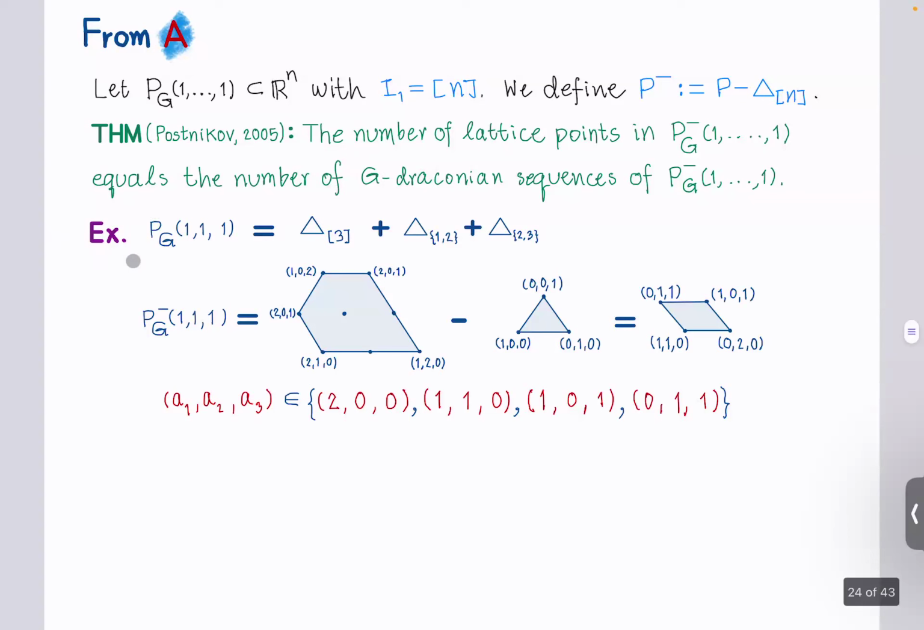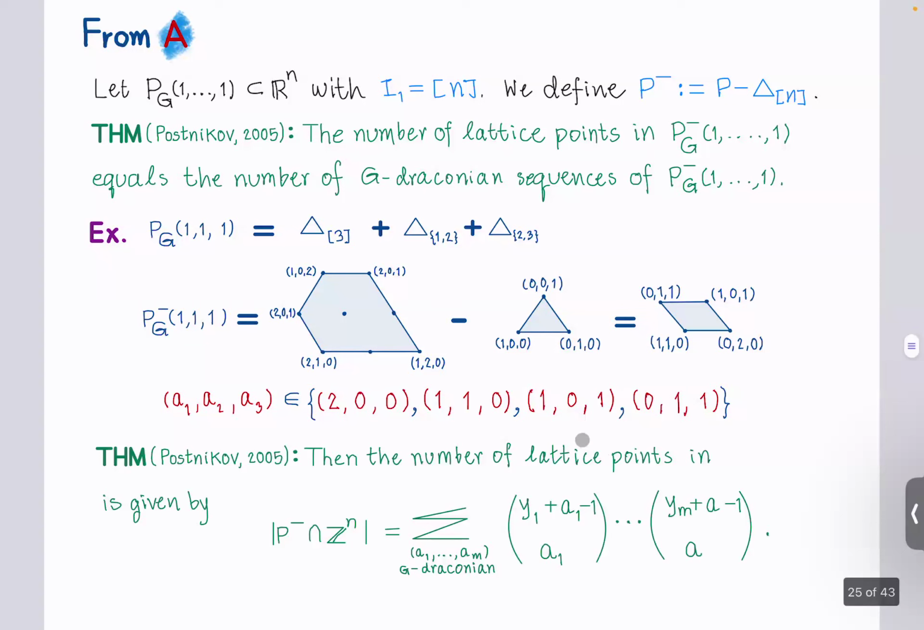Let's see an example. Here is the previous example, and you trim it by Delta_[3] in this case. So this is my P. It looks like this, and this is Delta_[3], and as a result you get this polytope. There are 4 integral points, and it's exactly equal to the number of G-draconian sequences. You saw that there are 4 of them.